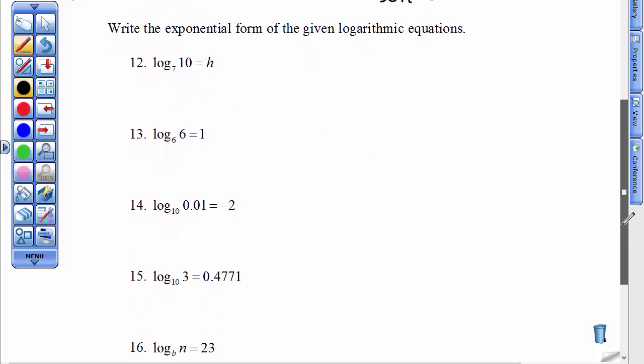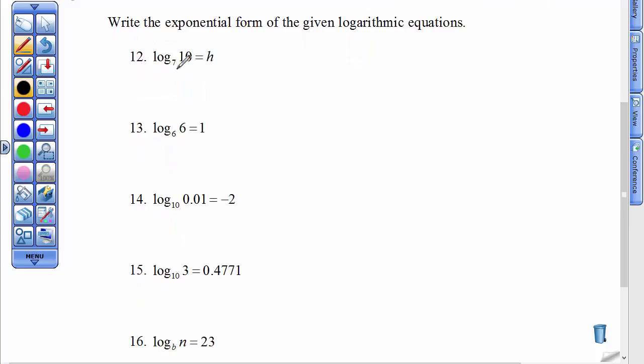Would you be able to go backwards? And sometimes this is a little bit easier for people. So here's my base, and that's my exponent. So 7 gets raised to that power to get 10. It's not like I know what the answer is right now for h.